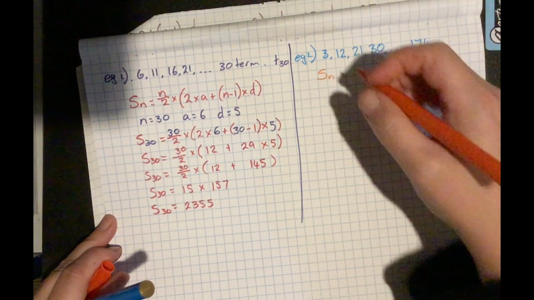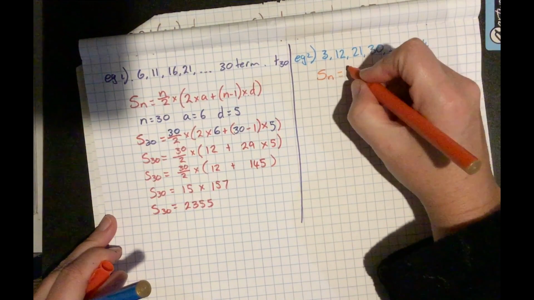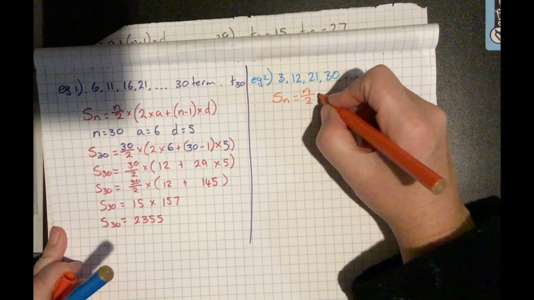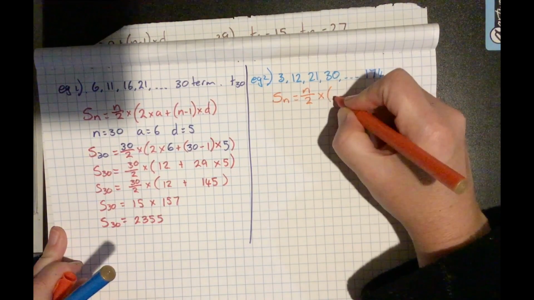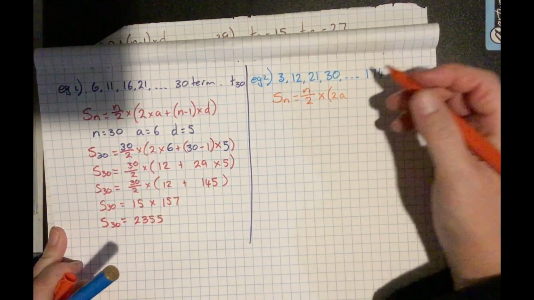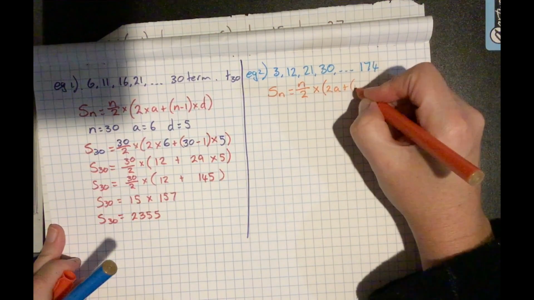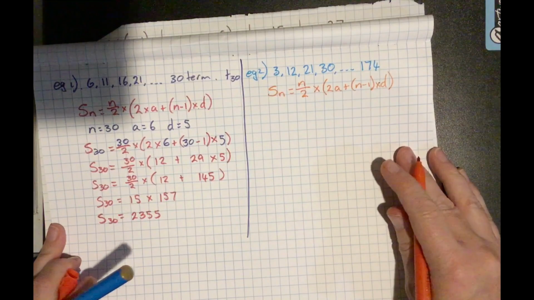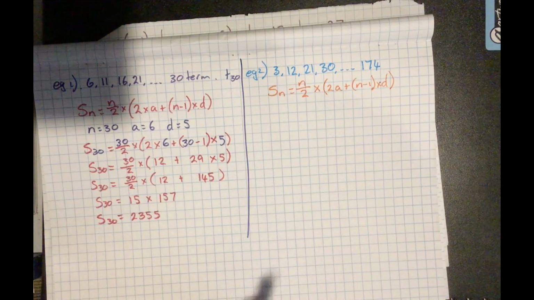The sum of up to the nth term is the same as n over 2 times 2a, or 2 times a, plus bracket n take away 1 times d. Okay, and let's figure out what we actually know so far.